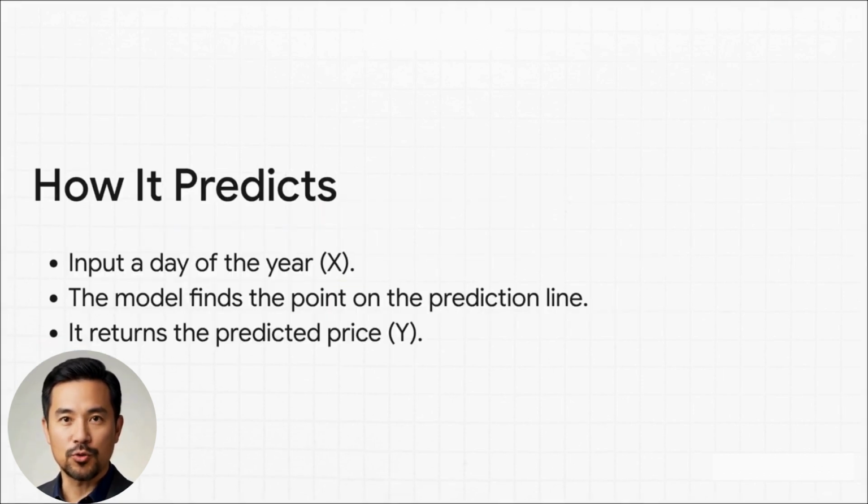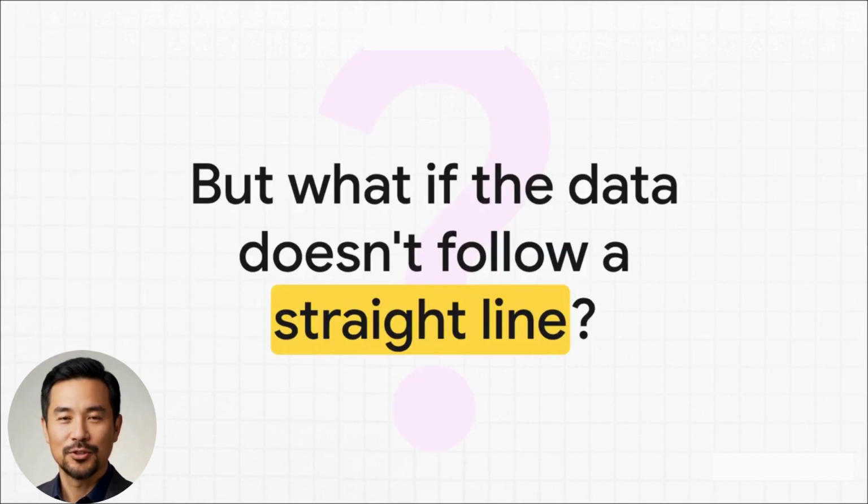Okay, so how does this actually work for prediction? It's super simple. We want to predict the price, right? So we just give the model a day of the year. Let's say day 250. The model just looks at that day on the chart, goes straight up until it hits our line, and then looks across to see what the price is. Boom, that's our prediction.